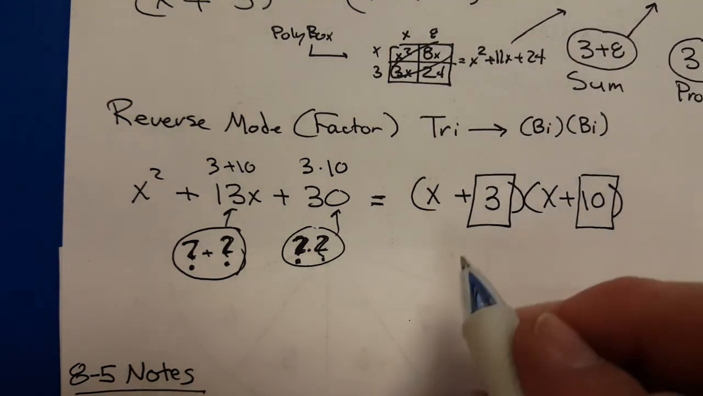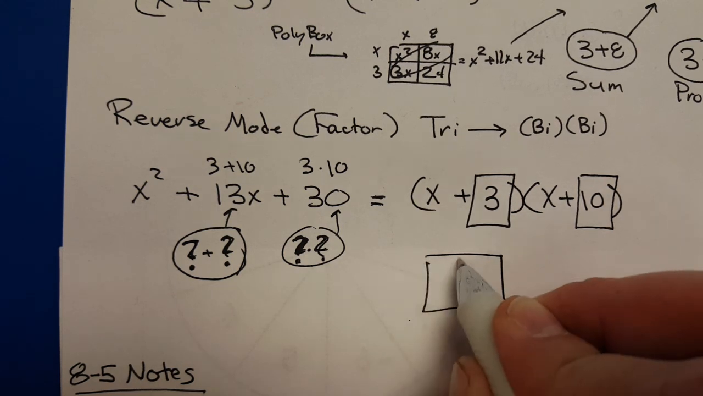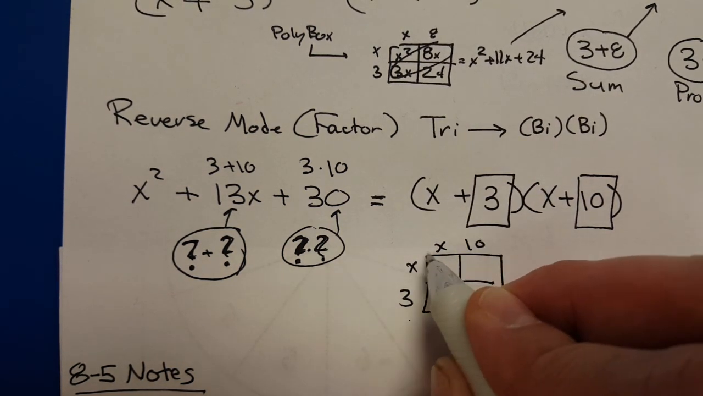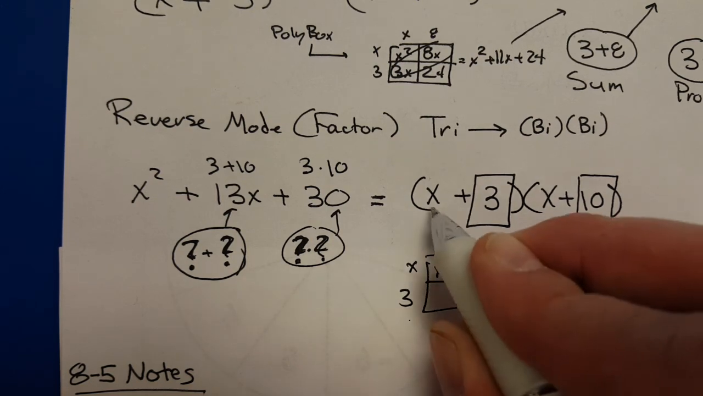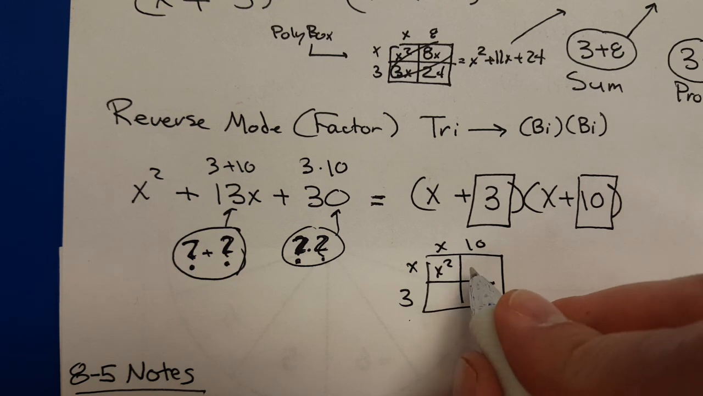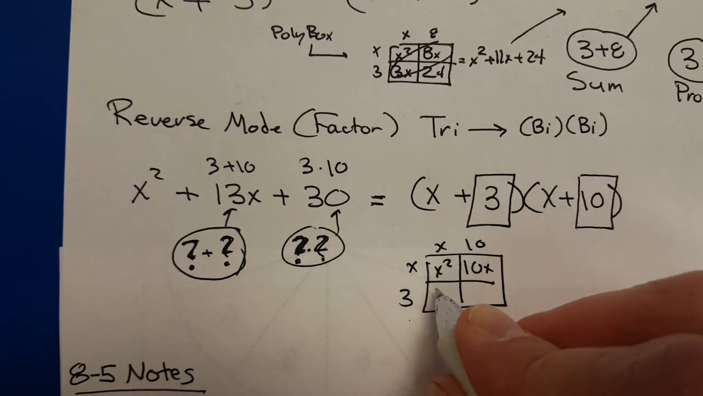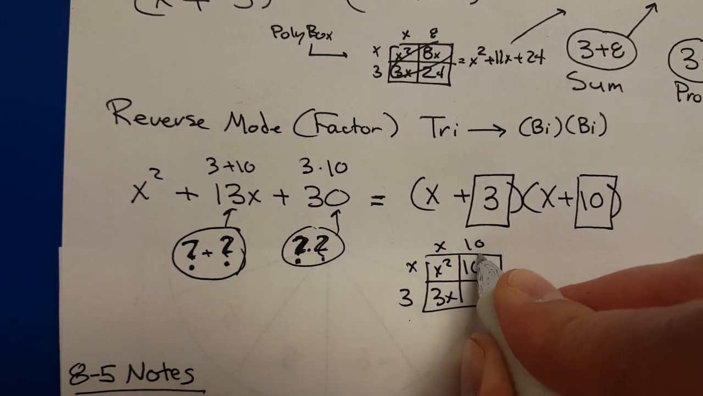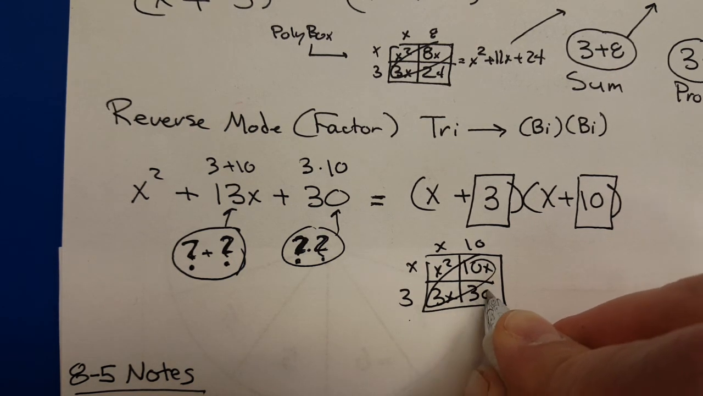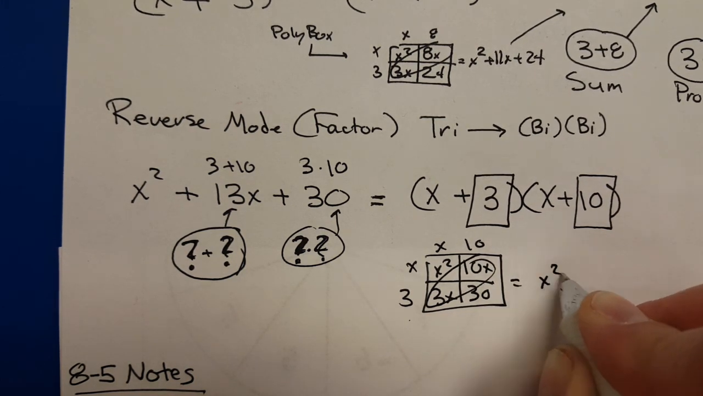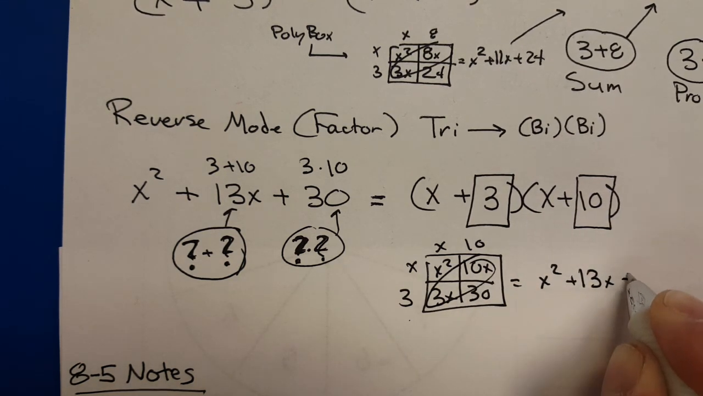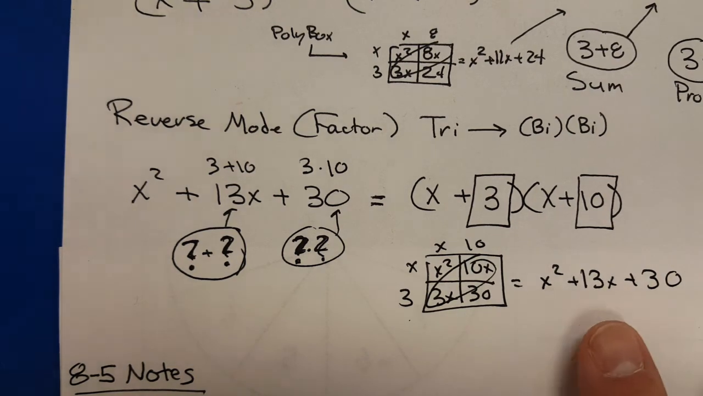Let's check my work with a polybox. x, 3, x, 10. x times x is an x squared. Okay, I got one ingredient so far. Up here, we've got one piece. We've got a 10x. 3x. Oh, look at that. Those x values come together. 3 times 10 is 30. There you go. x squared plus 13x plus 30. I'm back to where I started.